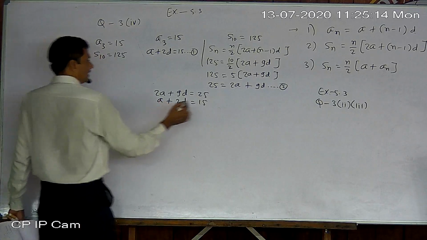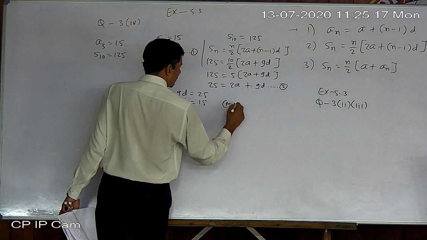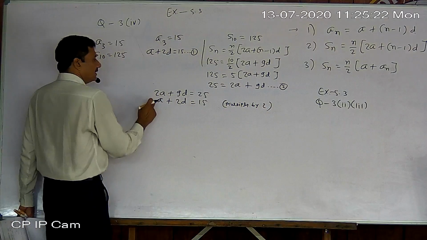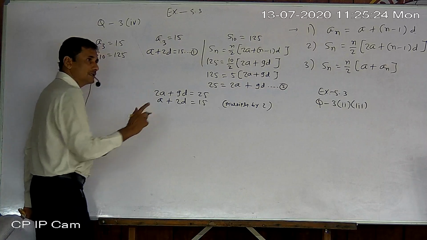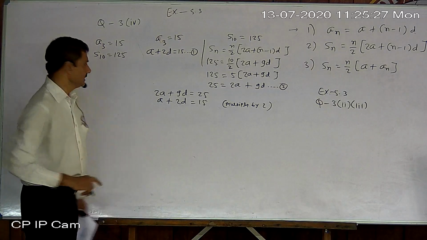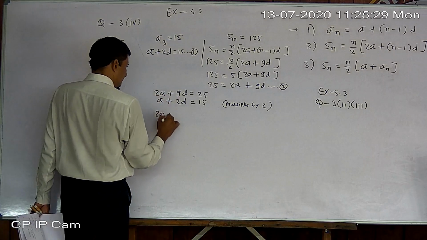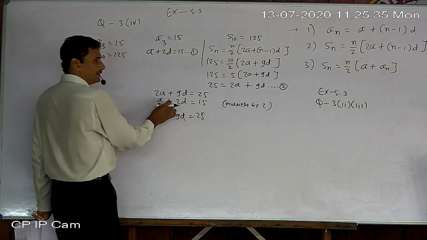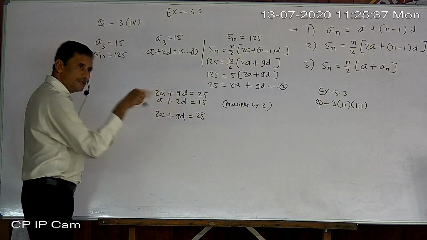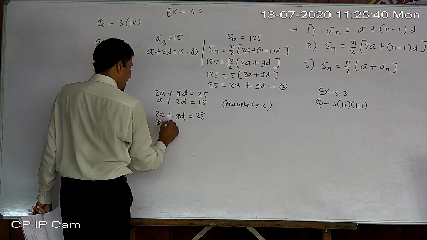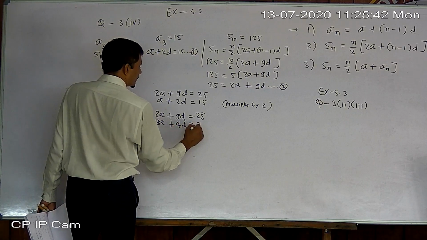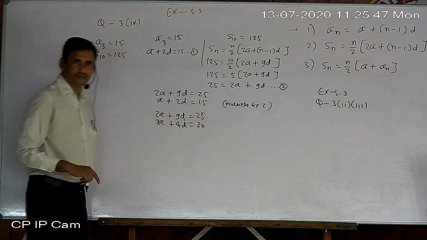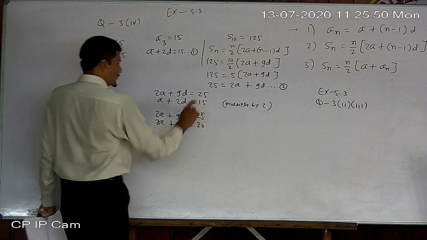So now I have to multiply the second equation by 2. Why? So that these terms become equal and we can eliminate that term. So I write the first equation as it is, and the second equation as it is, and I am multiplying the first one by 2, so 2a plus 4d equal to 30. Look carefully. Don't multiply only a particular term. The whole equation should be multiplied. Okay, so 2a plus 4d equal to 30.